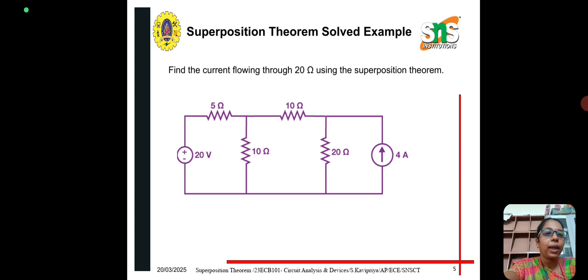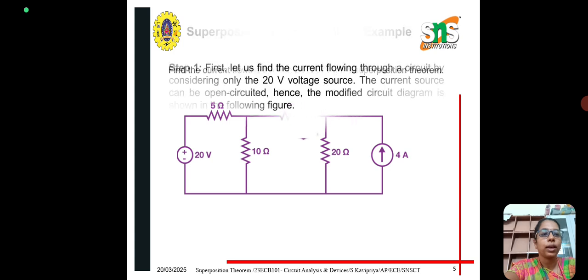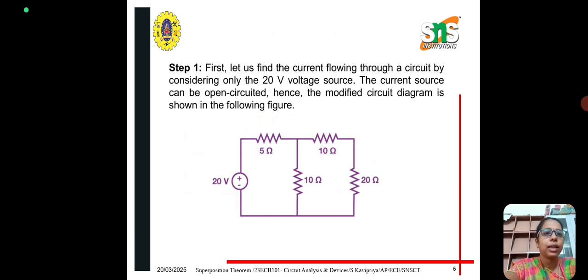Next, we are going to apply the superposition theorem to an example to find the overall response of a circuit. In this circuit, we are going to find the current flowing through this 20 ohm resistor using the superposition theorem. The first step is that we have to find the current through this 20 ohm resistor. In the case of the superposition theorem, the voltage source can be short circuited and the current source can be open circuited.